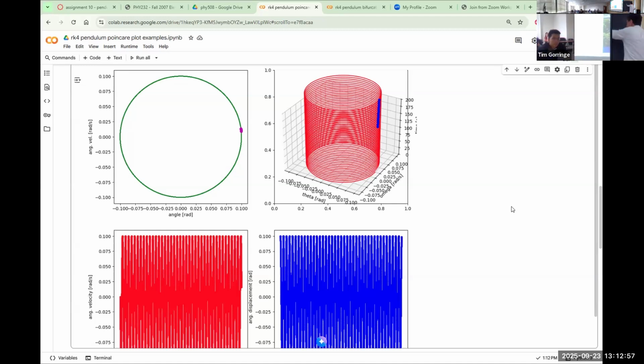Can you see this? Yeah. So this slicing is specified in the square brackets.